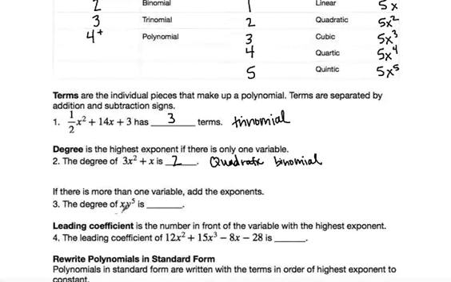So for example, the degree of xy to the 5th would be 6. The reason it would be 6 is because we've got an exponent of 5 on the y, and we have an exponent of 1 on the x. So when we add 1 plus 5, that gives us 6.